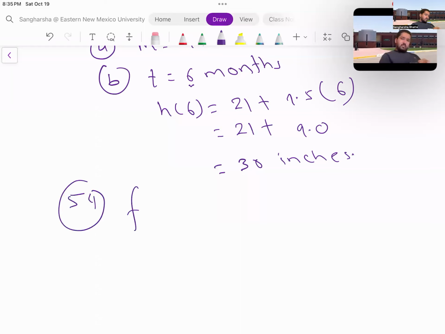So we have the function f of x equals the square root of 5 minus x. We did that, so I'm going to skip this one. But if you want me to do it, I can help you. Does anyone need help here for 54?